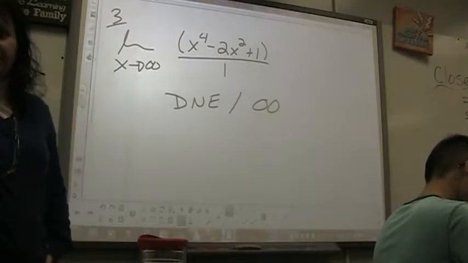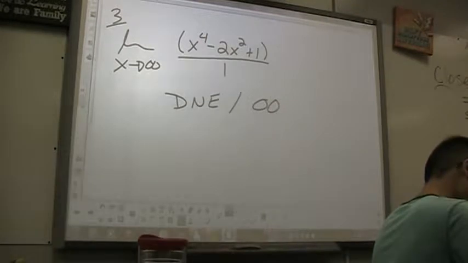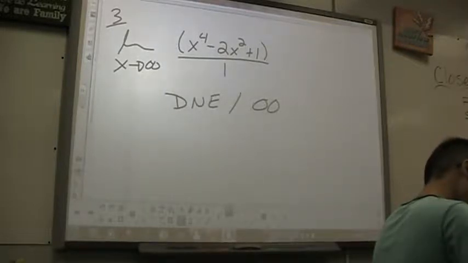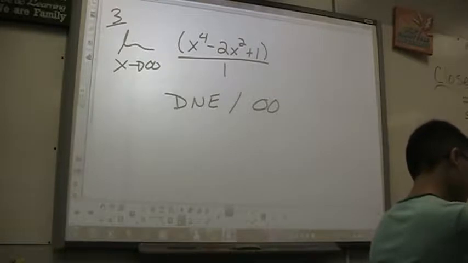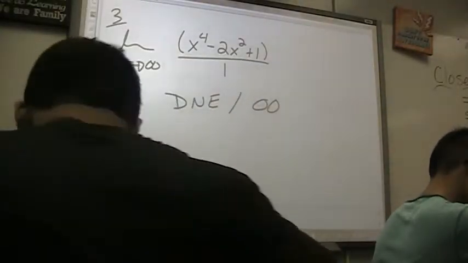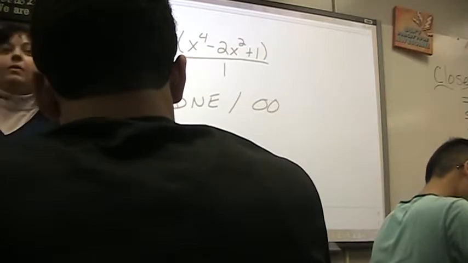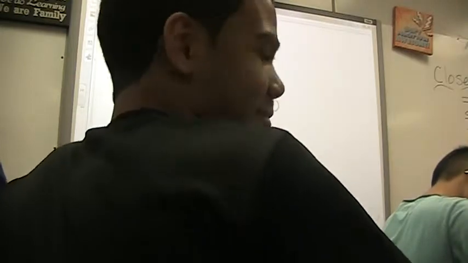What if you plugged in infinity? What happens if it's flipped the other way? If the fraction was flipped, the limit would have been 0. Why? Because the degree is bigger on the bottom.